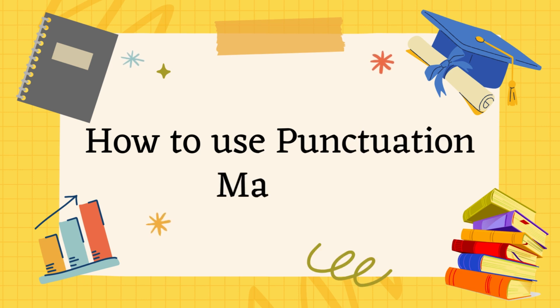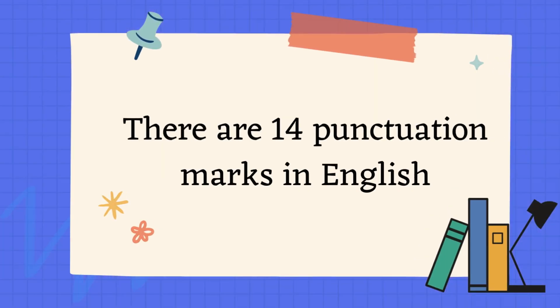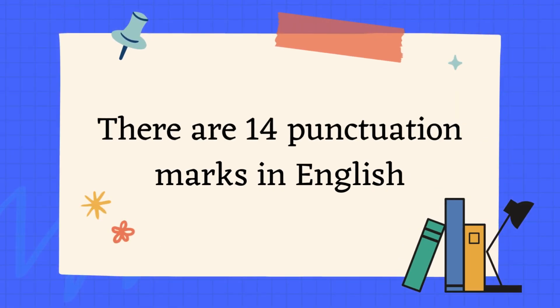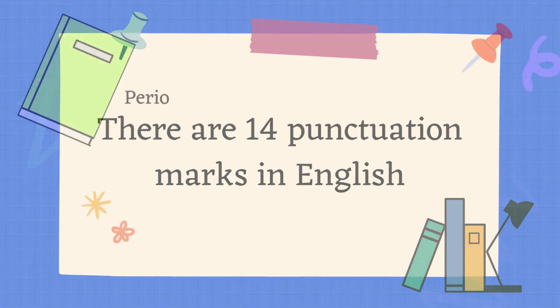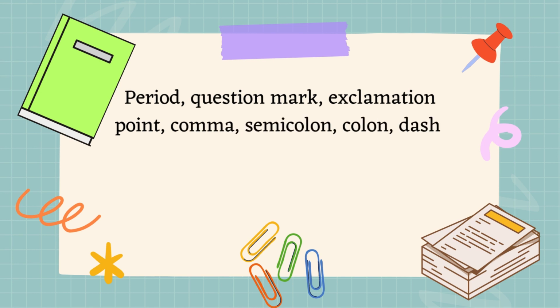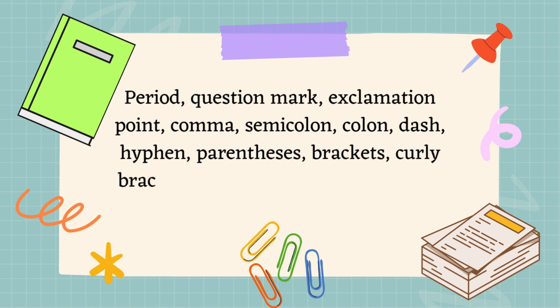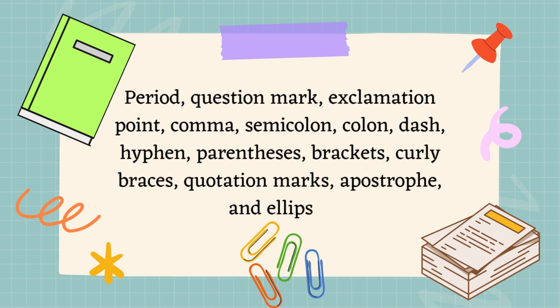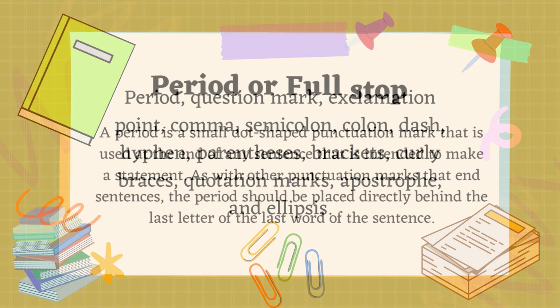How to use punctuation marks. There are 14 punctuation marks in English: period, question mark, exclamation point, comma, semicolon, colon, dash, hyphen, parentheses, brackets, curly braces, quotation marks, apostrophe, and ellipses.